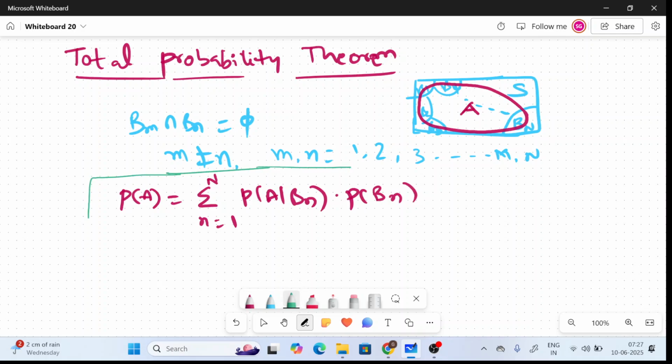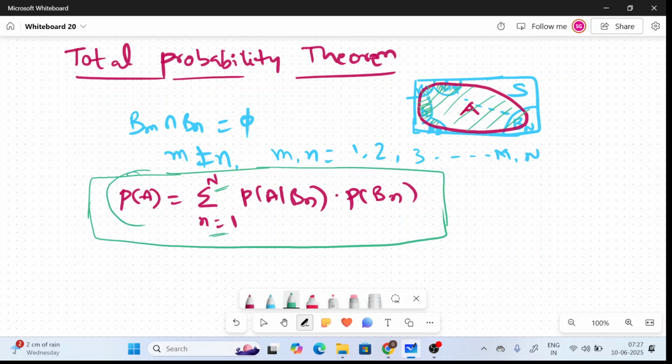It states the total probability of occurrence of this event A on a sample space, which is intersected with the event B1, and B1, B2, B3, and so on up to Bn are mutually exclusive events. What is the intersection of A with B2? What is the intersection of A with B3? And so on. If cumulatively added together, that is by taking summation n equal to 1 to N, then you will get the total probability of this event A. So this we need to prove.